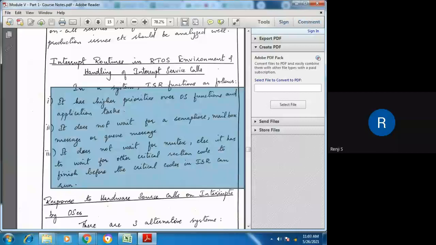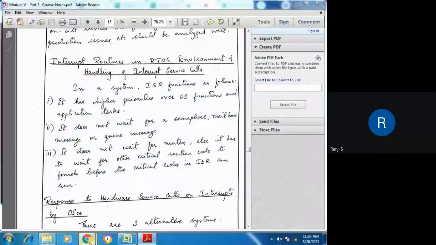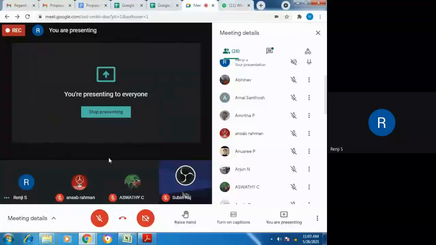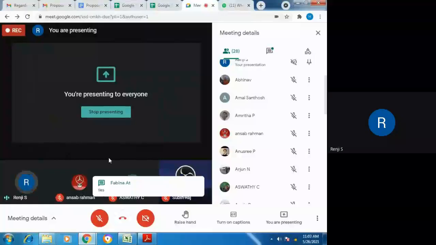That is, it has higher priority over OS functions and other application tasks. It does not wait for semaphore or any mailbox messages or queue messages, and it does not wait for mutex, since it should run first before any other code executes. Is it clear? The three points?